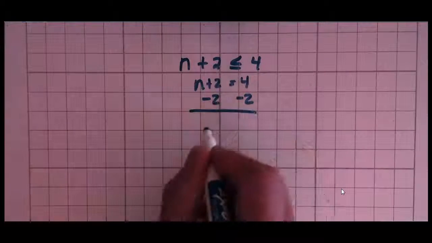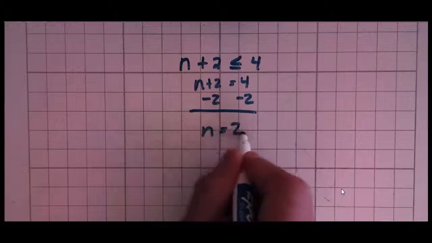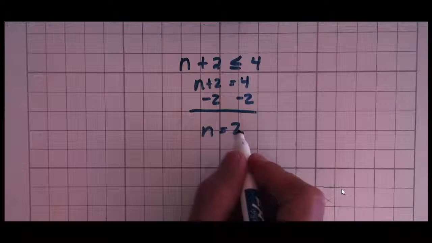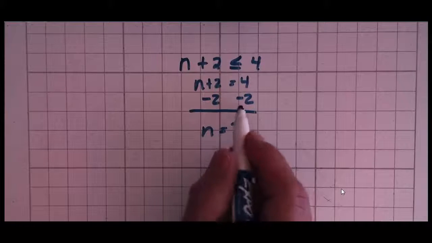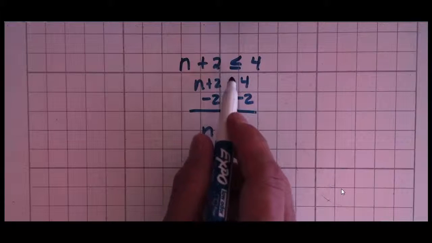And again, this is a skill you've had for a while. This is not a new skill. And I get n = 2. But again, that's just the way I do it in my head or sometimes on paper. I'm not done with my problem because this is actually an inequality.